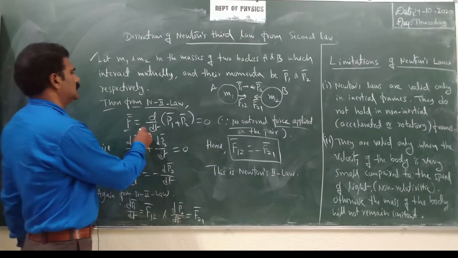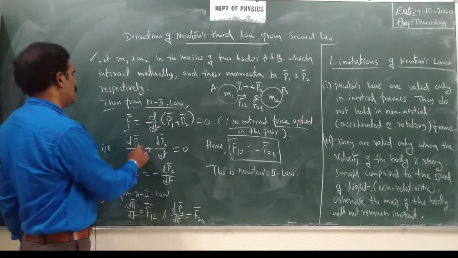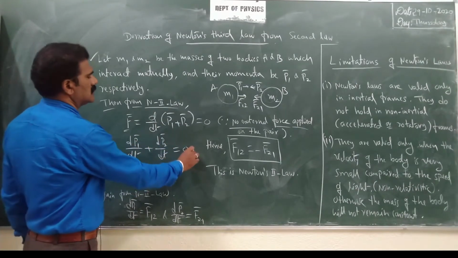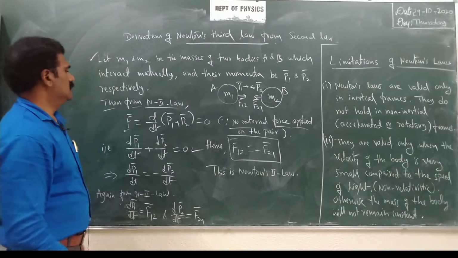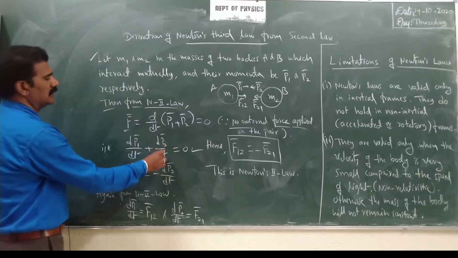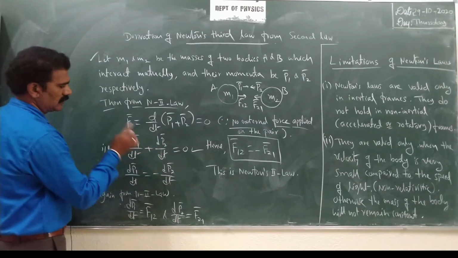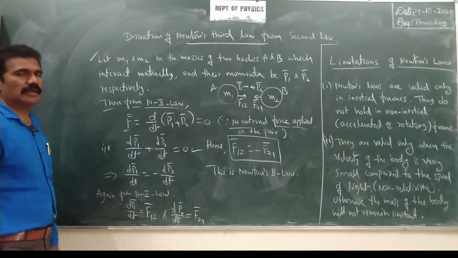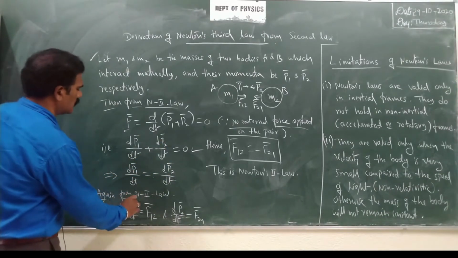So as per the equation, dp1 bar by dt plus dp2 bar by dt is equal to 0. Okay, and then you can write dp1 bar by dt is equal to, you take this dp2 bar by dt to the other side with a negative sign. So minus dp2 bar by dt now. Correct? Again apply Newton's second law here.